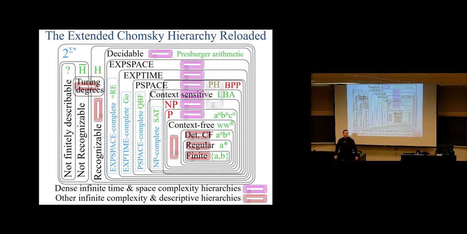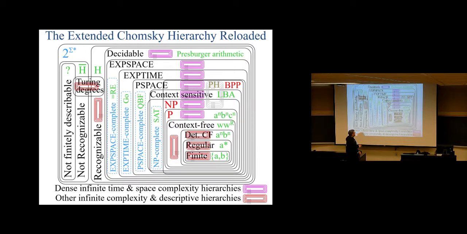This Venn diagram is also a map of the landscape of certain complexity classes that we know and love, including P and NP right here, but there's lots of other ones. Just for the record, context-free languages are in here. They're a proper subset of P. Context-free languages are languages like palindromes. You can recognize palindromes with a stack. You can't do it with a finite automaton.